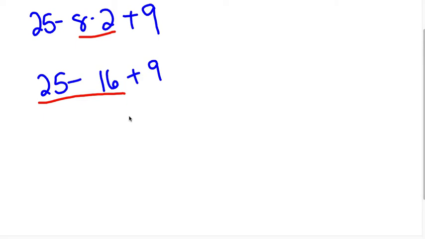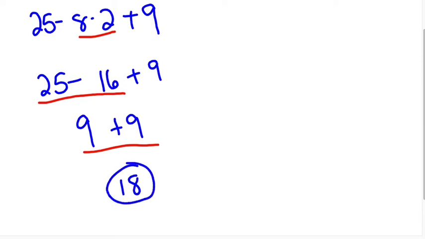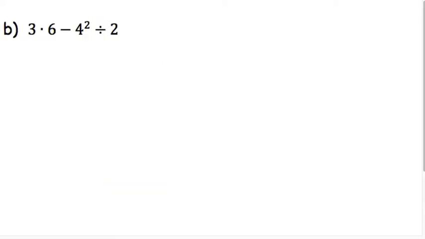25 minus 16, when we subtract these, is 9. And then we have this other 9 right here, so plus 9. Last thing we'll do is add those together to get our final answer of 18. Okay? Next example.